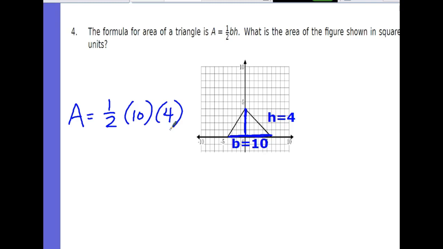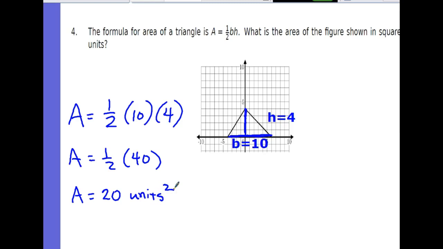And so hopefully you can multiply that out even without a calculator. Can we do 10 times 4 even without a calculator? Can we figure out half of 40 without a calculator? And since it's area, it would be units squared. We don't know if it's centimeters or whatever, so we just say units.